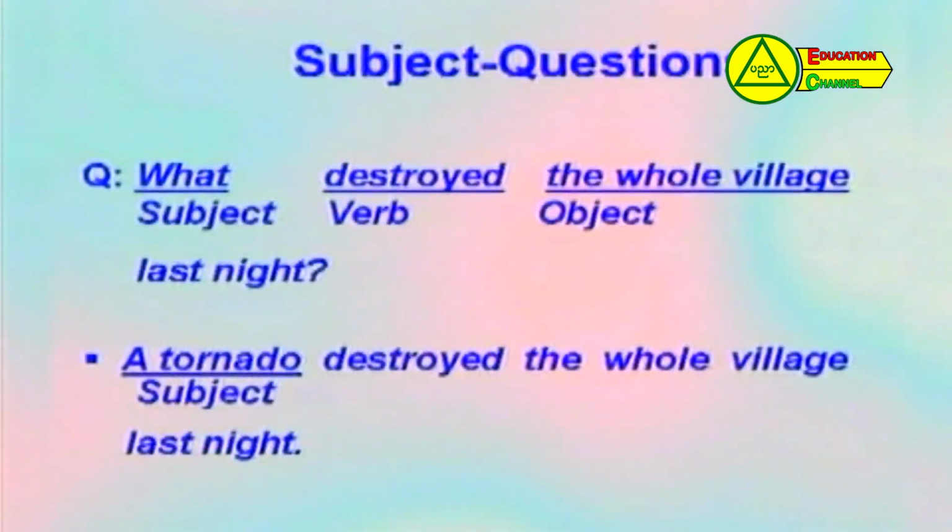What destroyed the whole village last night? In this question, the whole village is the receiver of the action or the object. The question already contains the object. So, the required information must be the subject of the sentence, as in, a tornado destroyed the whole village last night.